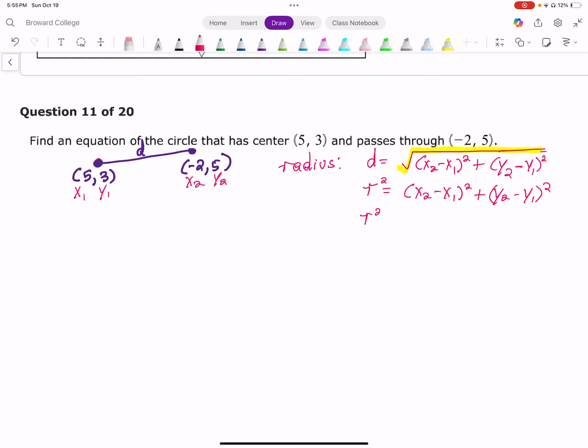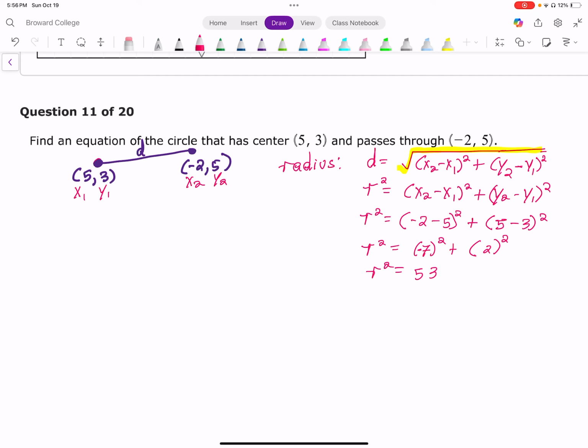So r squared is equal to x2, which is -2, minus your x1, which is 5. And again, folks, you can rewrite it the other way. You can say x1 minus x2. Your answer will still be the same as long as you start with y1 minus y2. Okay, so in this case, my y2 is 5 minus my y1 which is 3, all squared. So therefore my r squared is going to be equal to -7 squared plus 2 squared. So your r squared is going to be equal to 53. Making sure: 49 plus 4, 53, correct.